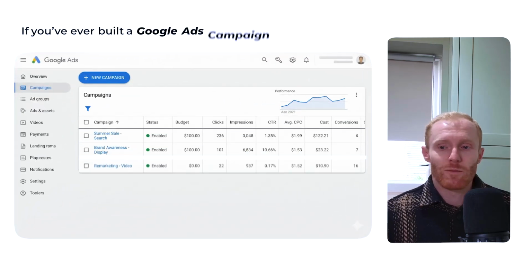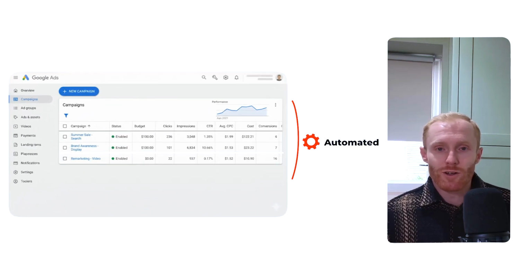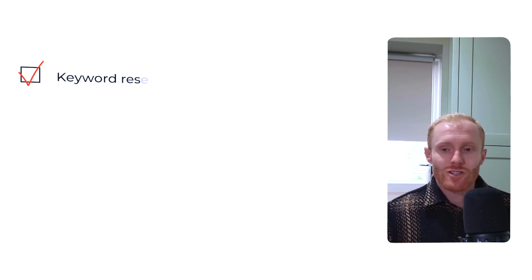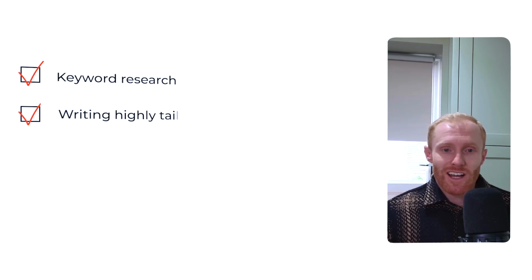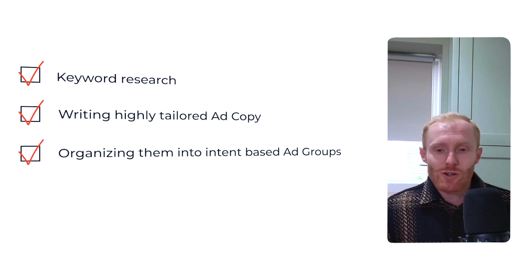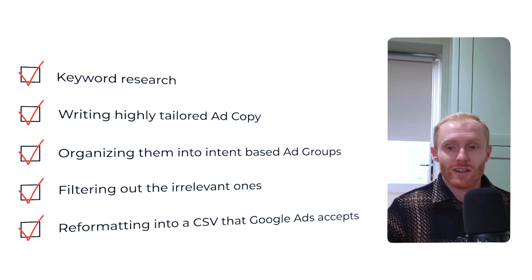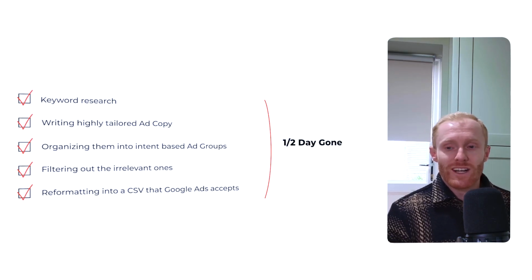If you've ever built a Google Ads campaign from scratch, you know exactly how time consuming it is. I've automated a huge chunk of this workflow using Claude Code, and in this video I'm going to show you exactly how. Doing keyword research across hundreds of keywords in your niche, writing highly tailored ad copy across all of those keywords, organising them into intent-based ad groups, filtering out the irrelevant ones and reformatting all of that into a CSV that Google Ads Editor can actually accept. Put all of that together and half a day is gone, just like that.